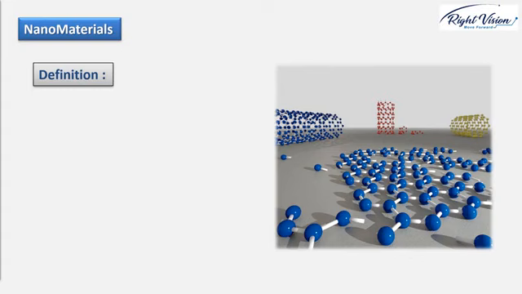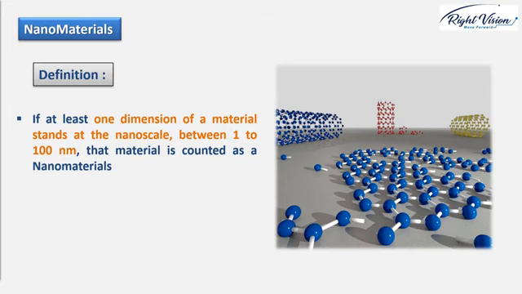First things first, can we propose a definition for nanomaterials, kind of a benchmark to recognize whether a very tiny object is classified as a nanomaterial or not? The answer is yes, we almost have that benchmark. After all, we said nanomaterial is about the size between 1 to 100 nanometers. And for any object that we imagine, we can consider 3 dimensions, right? So as a definition, we can say if at least one dimension of a material stands at the nanoscale, between 1 to 100 nanometers, then that material is counted as a nanomaterial.